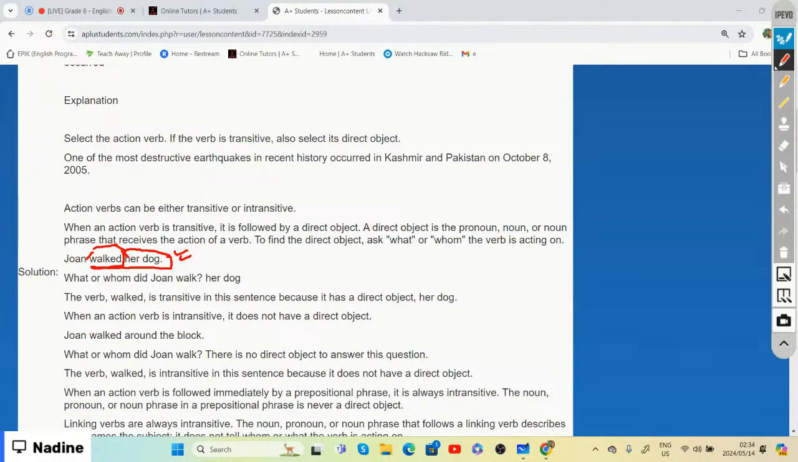And then when an action is intransitive, it does not have a direct object, right? If we say Joan walked around the block, it doesn't tell us who or what Joan walked, right? Because there's nothing. It just shows that Joan walked around the block. And the verb over here is intransitive because it does not have a direct object, right?